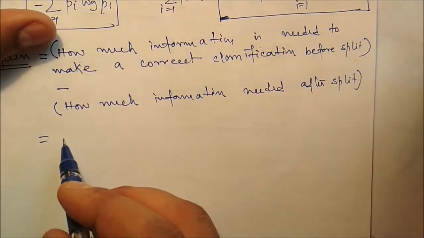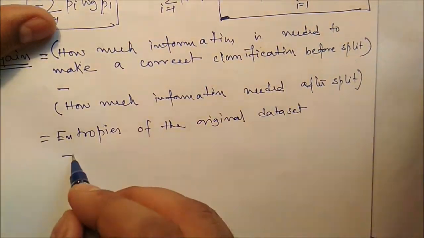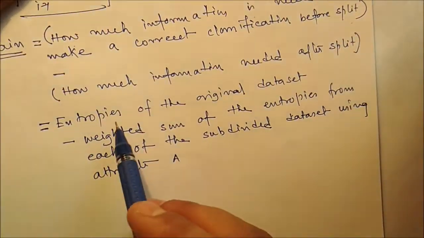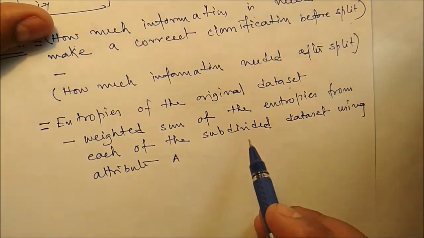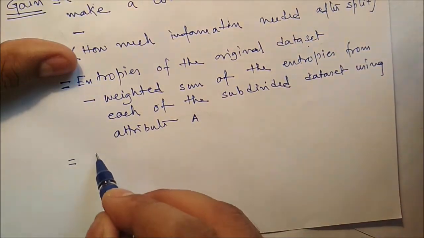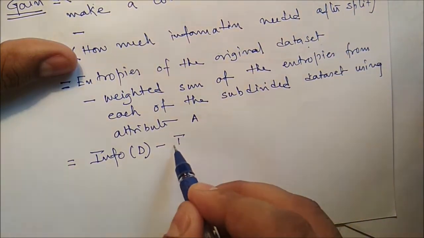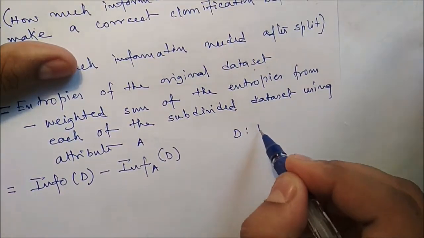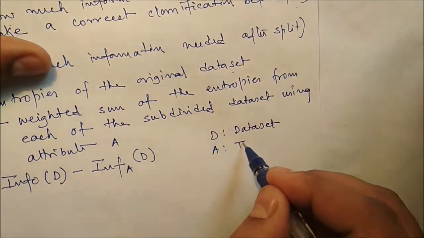That means the entropy of the original data set minus the weighted sum of the entropies from each of the subdivided data sets using attribute A. That is, we can write Gain = Info(D) minus Info_A(D). What is D? D is the whole data set, and what is A? A is the attribute, the splitting attribute.